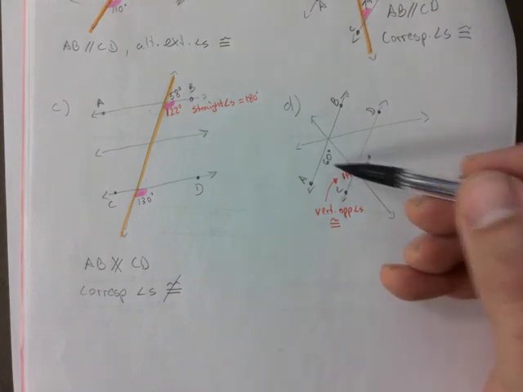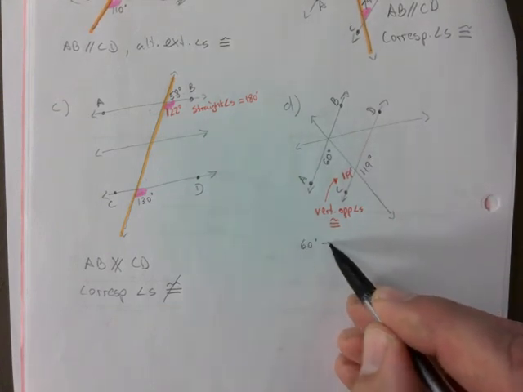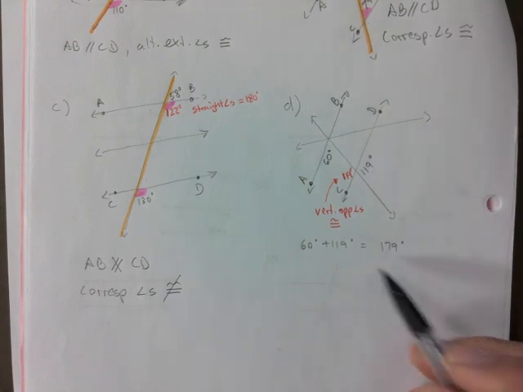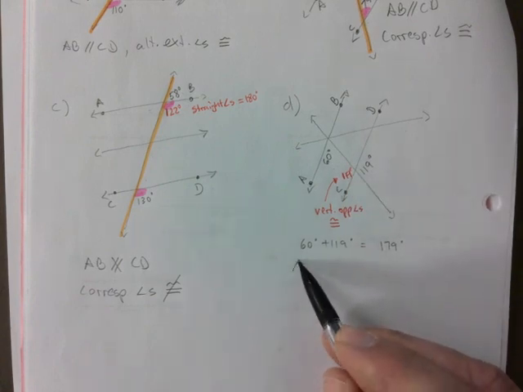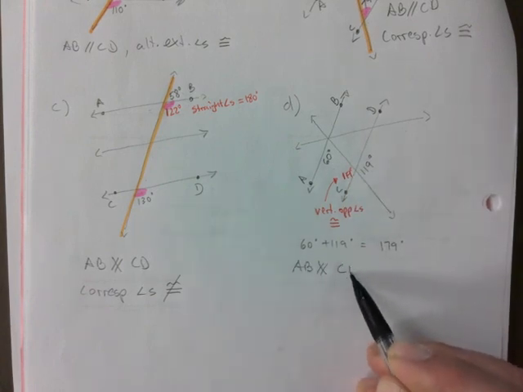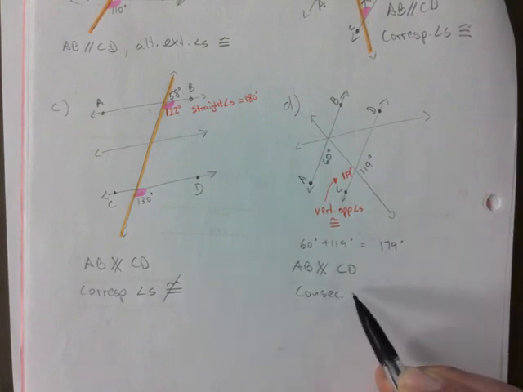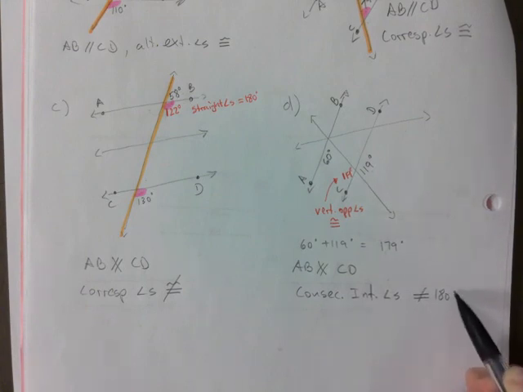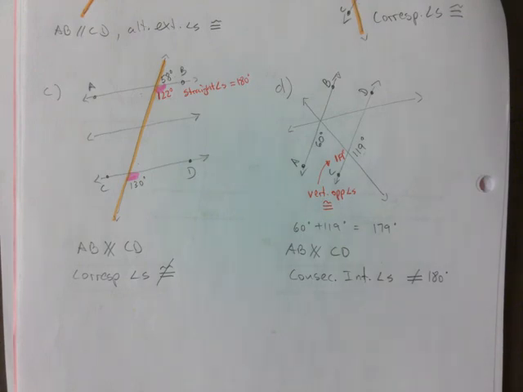Okay. So here I'm just going to show real quick. 60 plus 119 is 179, right? I'm just going to quickly add that up, and then I would say that AB is not parallel to CD because consecutive interior angles do not add up to 180, are not supplementary. Do I need to justify and then state whether or not they're parallel, or does it matter which order you do them in? You can first say that this isn't true, therefore AB is not parallel to CD. It's up to you. Okay.